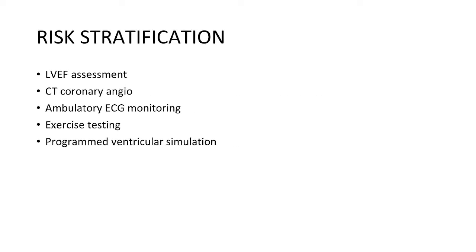Coming to the basic risk stratification, again we are consolidating everything. We've seen that the best predictor of sudden cardiac death is the LV ejection fraction. If it is less than 35, ICD implantation is needed. CT coronary angio, because the most common cause is CAD, to rule it out. Then ambulatory ECG monitoring in case of channelopathies or cardiomyopathies. Exercise testing, again in case of HCM. Then programmed ventricular stimulation. If there is inducibility of VT, then we have to consider ICD.